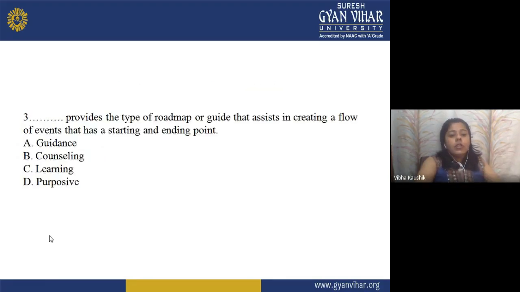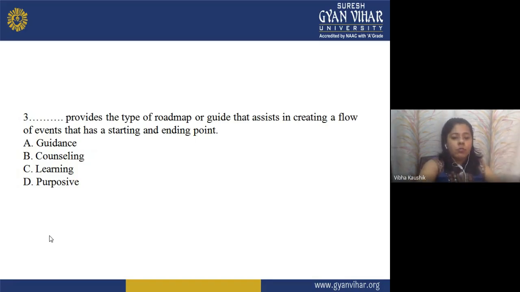The dash provides the type of roadmap or guide that assists in creating a flow of events that has a starting and ending point. Now, what is that? Helping the teacher to decide the roadmap or guide that helps the teacher in creating a flow: I will start with these events and end with this ending point. Now, options are A, guidance, B, counseling, C, learning, or D, purposes.